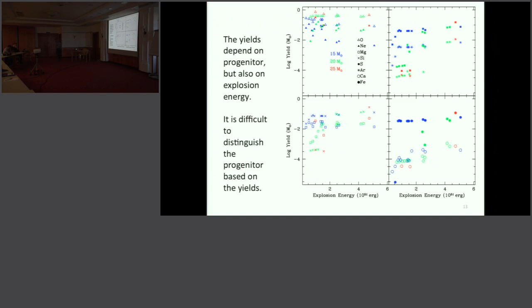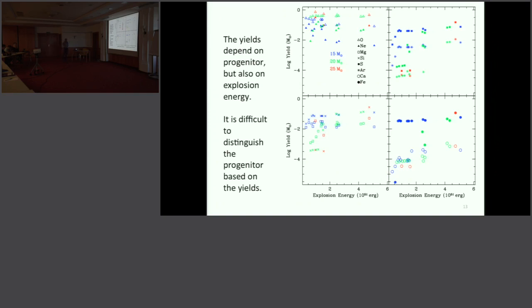Some things go down, things like oxygen. The more energetic I get, the less oxygen I make. That's because I'm hitting that oxygen shock, that oxygen layer, and I'm burning it. So I'm burning more oxygen when I do that. So a lot of the lighter elements, oxygen and neon, go down with explosion energy. The heavier elements increase with energy because my shock is burning more material into that.